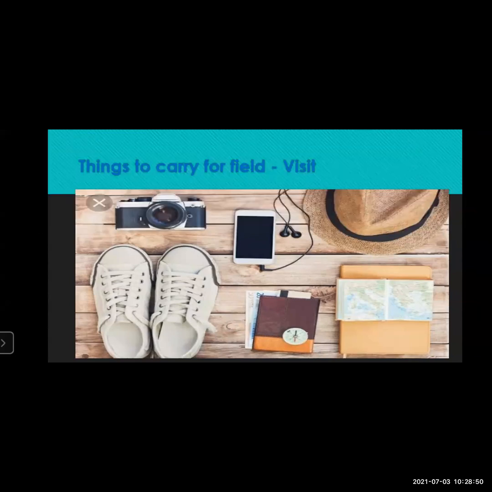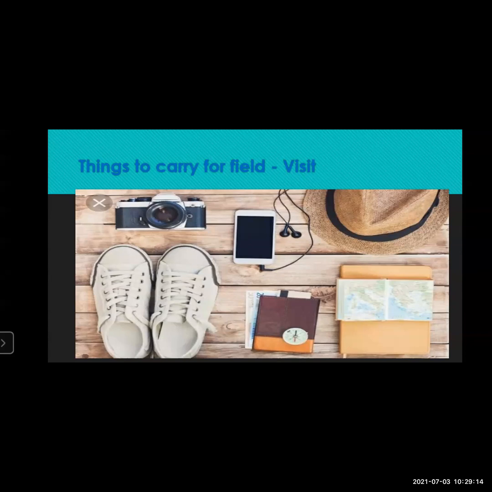So all these things you can collect the samples. Now the maps to see the direction and location. You can also see here the map is also there. So the map is used to refer for the direction, and the camera also to click the photo. And nowadays mobile phones are used also.